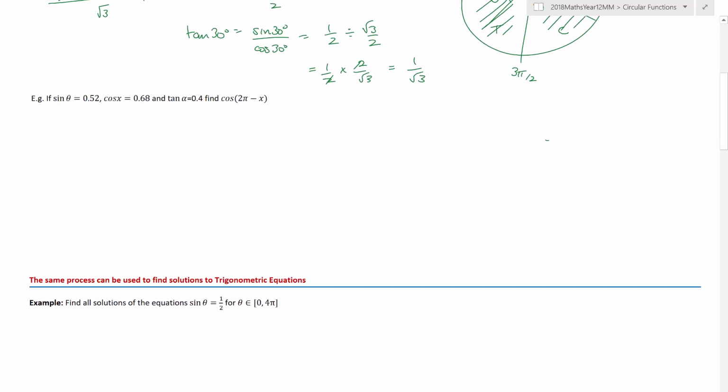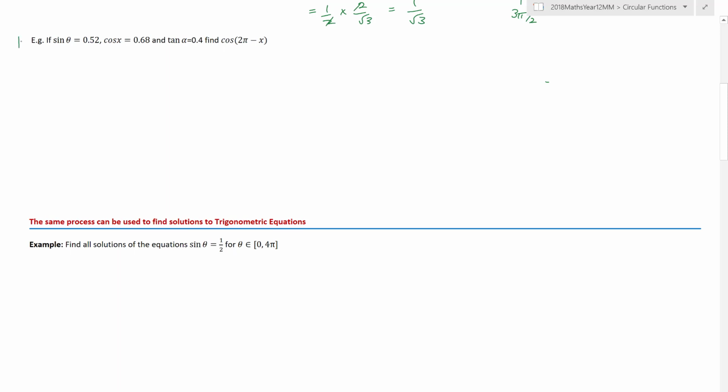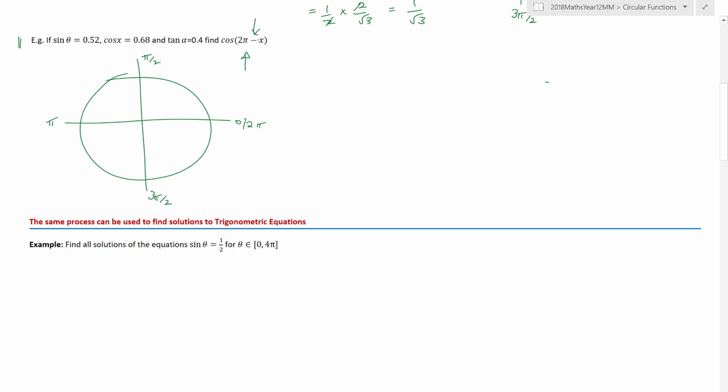Another one is using this here. Obviously, it's about identification of questions. The minute I see cos of 2 pi minus x, my brain goes, hold on a moment, I know this has got something to do with All Stations to Canberra, or my unit circle, as everyone else in the world calls it. So 0, pi on 2, pi, 3 pi on 2, and 2 pi. Now we want 2 pi minus x, so it's not quite at 2 pi. I know that that value there is x, and I've got All Stations to Canberra.